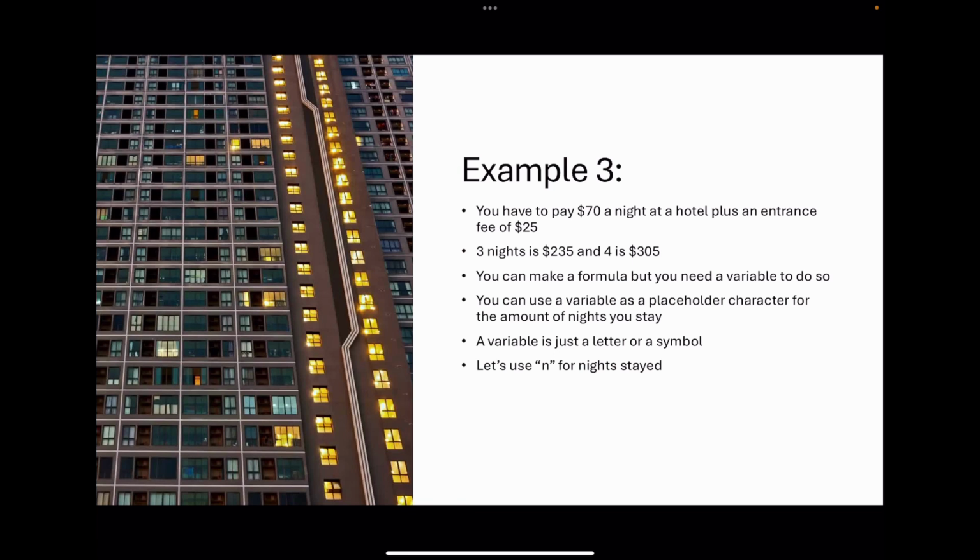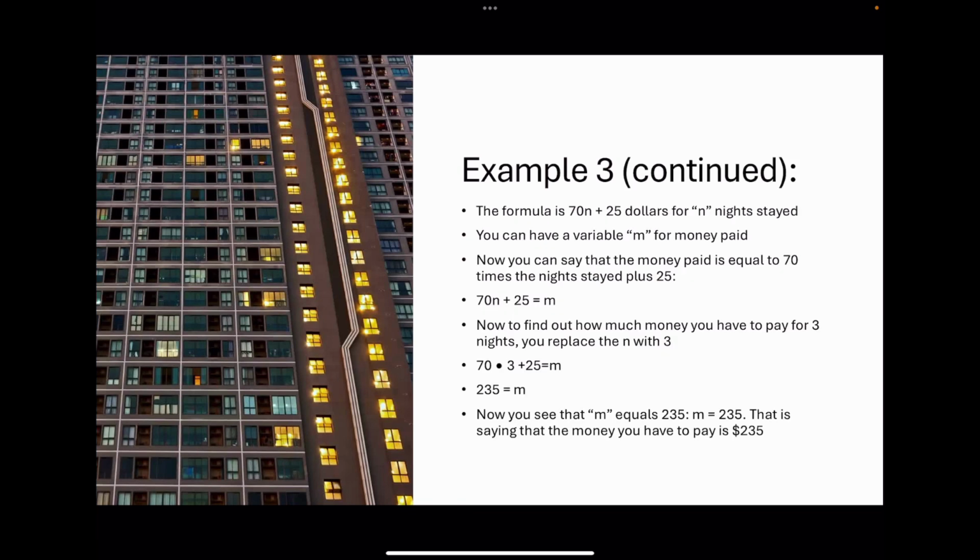Example 3. You need to stay at a hotel, and it costs $70 per night plus an entrance fee of $25. That means that 3 nights is $235, and 4 nights is $305. You can make a formula, but you need a variable to do so. You can use a variable as a placeholder character for the amount of nights you stay. A variable is just a letter or a symbol. Let's use n for nights stayed. The formula is 70n plus $25 for n nights stayed.